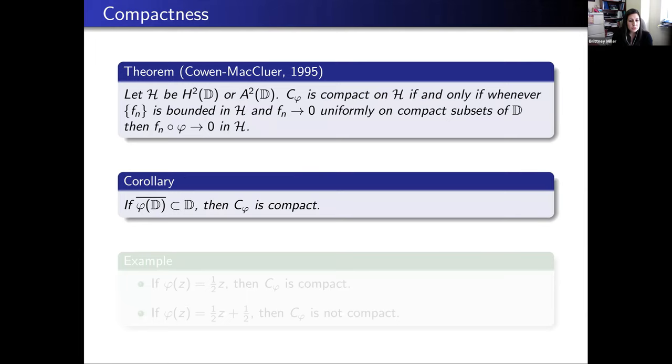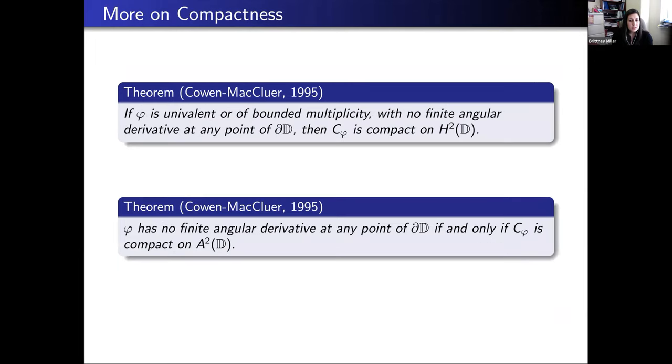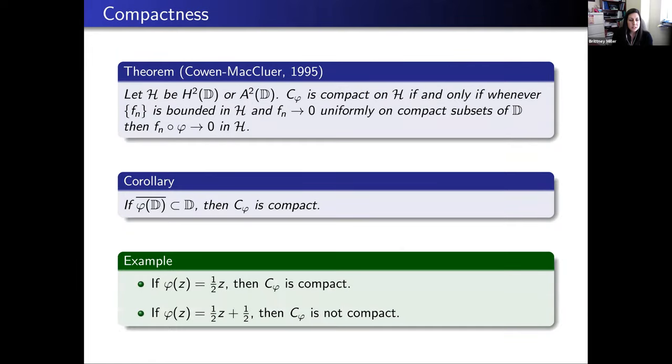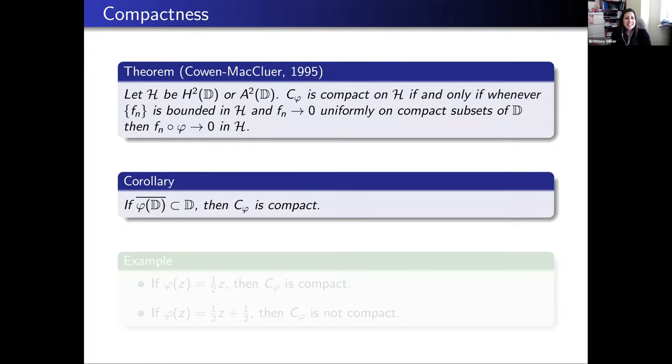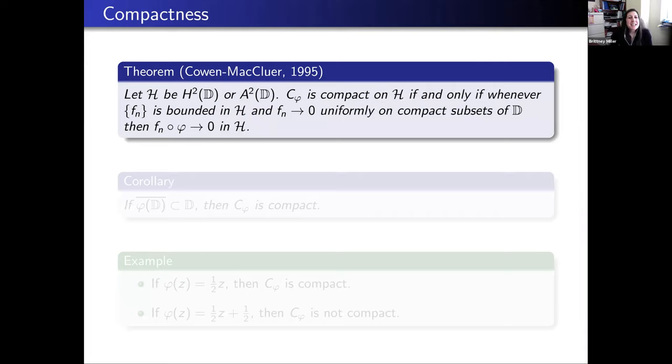Oop. I think these are out of order. Okay, well, let me talk about compactness first, and then I'll talk about the model for iteration.